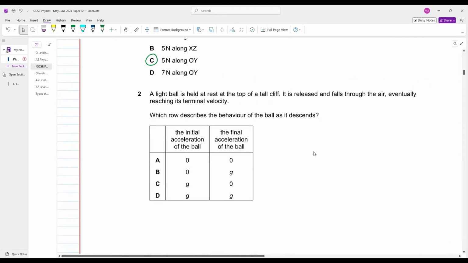Y. Let's move ahead. A light ball is held at rest at the top of a tall cliff. It is released and falls through air. Okay, air is present. Eventually it reaches terminal velocity. Perfect. Which row describes the behavior of the ball as it descends?